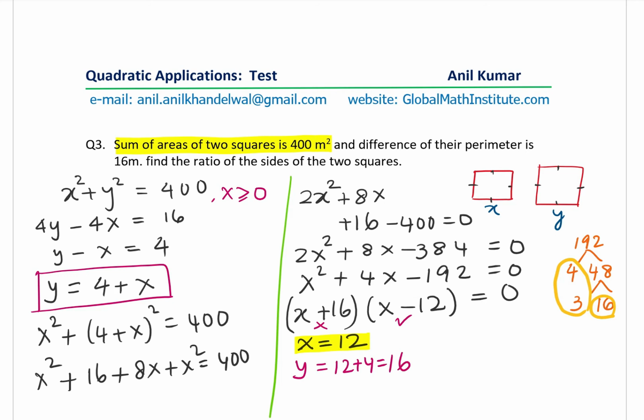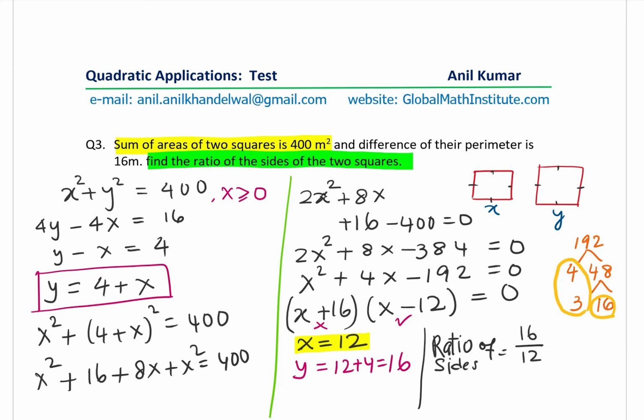So we get the value of x and y. What do we need to figure out? Find the ratio of sides of the two squares. So ratio of the sides is what we are interested in finding. So let's find the ratio of the sides now. So we can say that the ratio of the sides is, let's say, 16 over 12, right? We are saying y over x. So simplify this, dividing by 4, we get 4 over 3. So that is what we are saying. Ratio of these sides, y over x, is 4 over 3. So that is our answer.